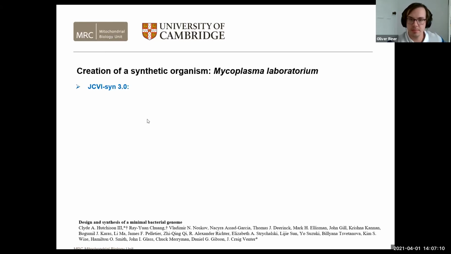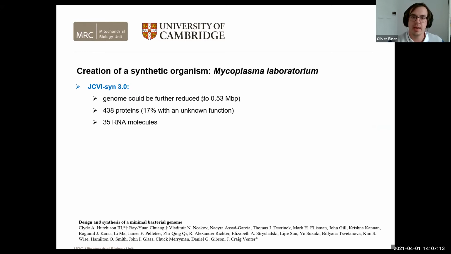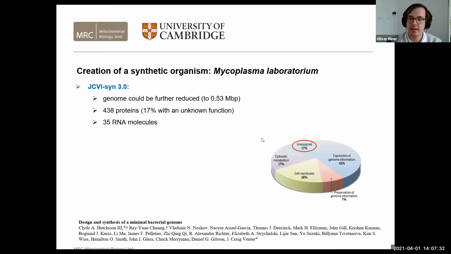In subsequent work, they could reduce the genome further by half, so that there were only 500,000 base pairs left. And this new organism is now the third version of their first Mycoplasma laboratorium. This minimal organism only has around 440 cells. And very interestingly, even in this very small genome, around 20% of all genes don't have an assigned function. So there's a lot to discover even in such simple organisms. The organism also contains about 35 RNA molecules.